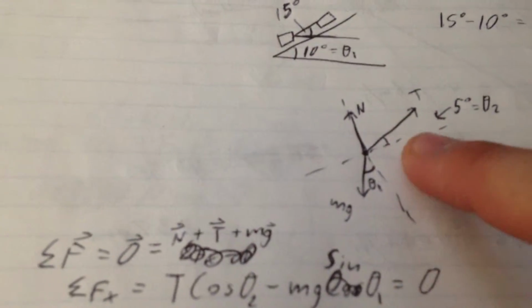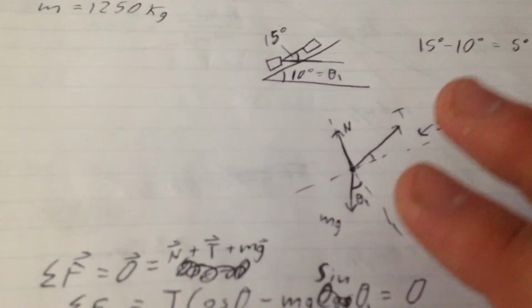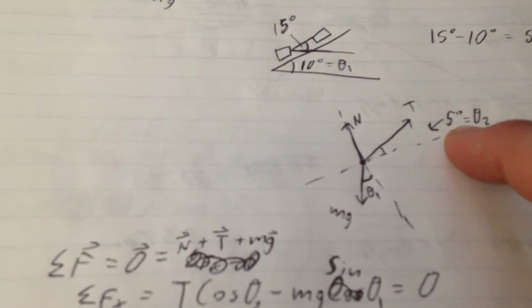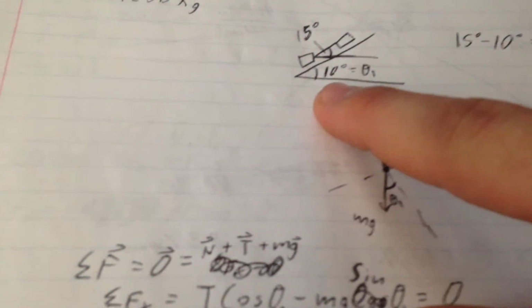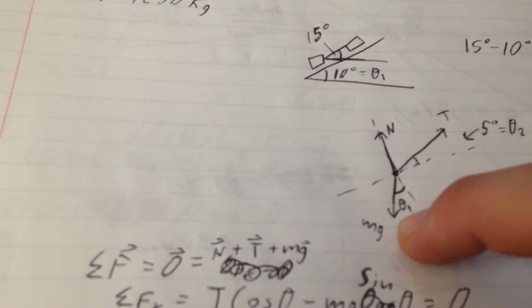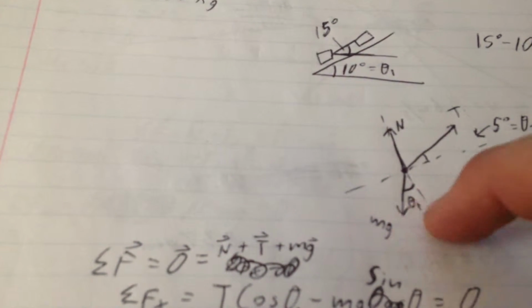So for here, if we turn the X and Y axis tilted to where it's level with the ground, then it's going to make that angle of the tension a 5-degree angle. And then theta 1, 10 degrees on the incline, is the same as this angle right here, theta, due to gravity.